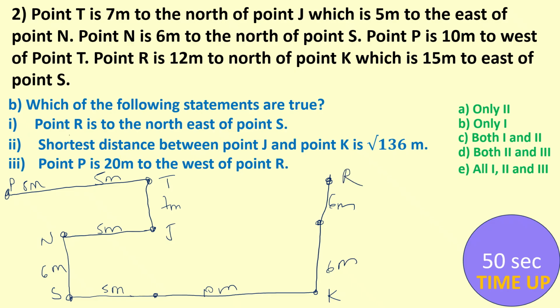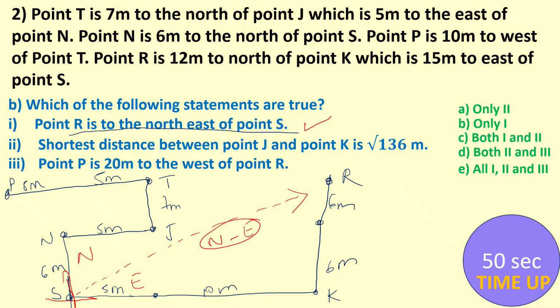Now, point R is to the northeast of point S, they are saying. Where is S? S is here, correct? So point R is here. This is your north and this is your east. So the first statement is correct: point R is to the northeast of point S. So the first one is correct.